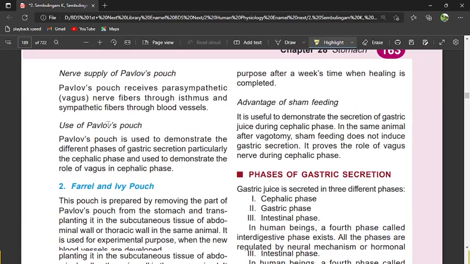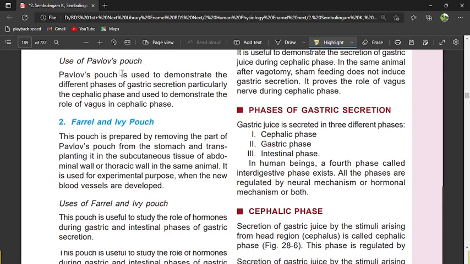Okay, now the nerve supply of the Pavlov pouch, the parasympathetic, is preserved. This is used to demonstrate the different phases of gastric secretion, particularly the cephalic and vagus phases.